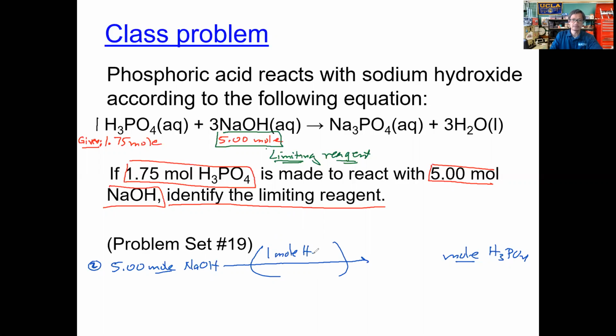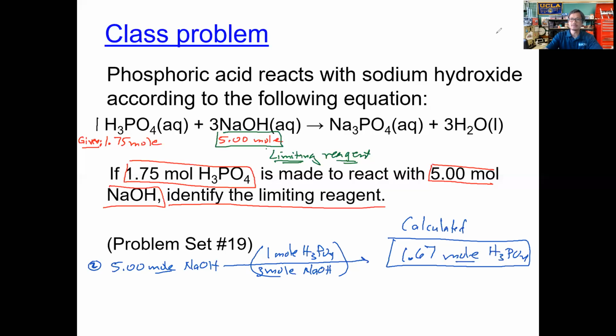1 over 3. Hopefully you see why, because you want to cancel out moles of NaOH. So this will be 3 moles of NaOH. You plug that in, and your answer will be 1.67 moles of H3PO4. So this is our calculated amount, the amount we calculated for. What this means is this is the amount of H3PO4, phosphoric acid, that's needed.